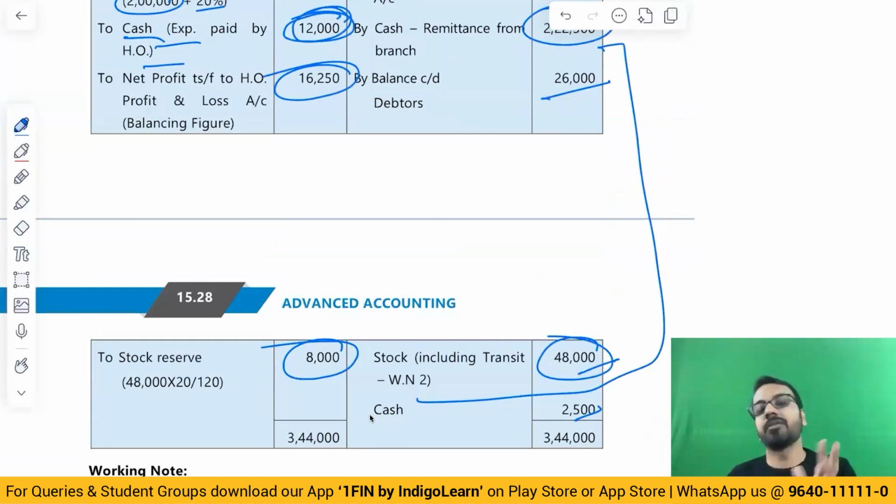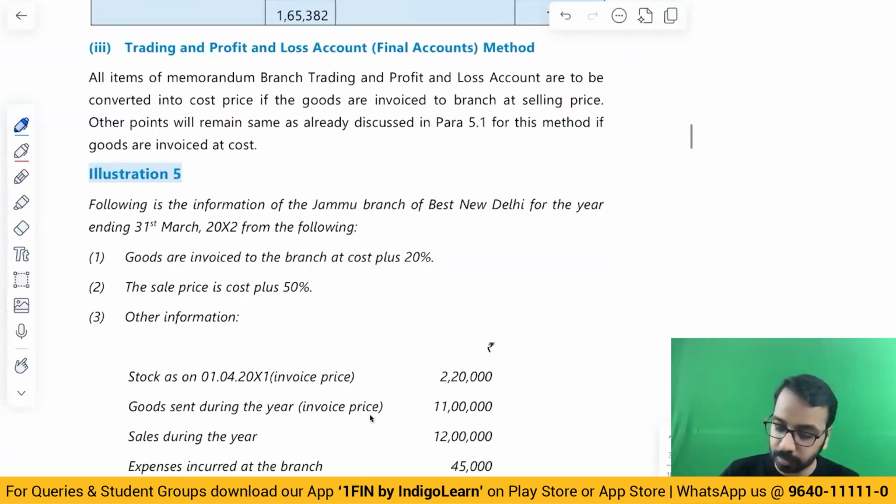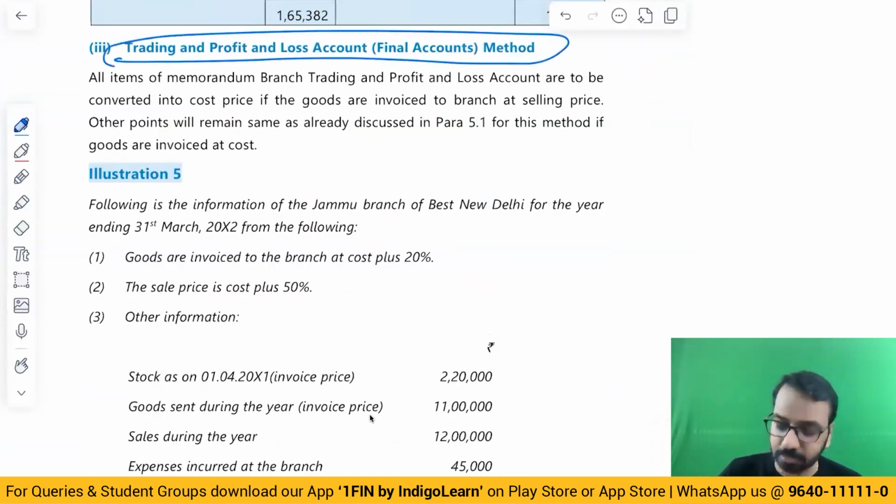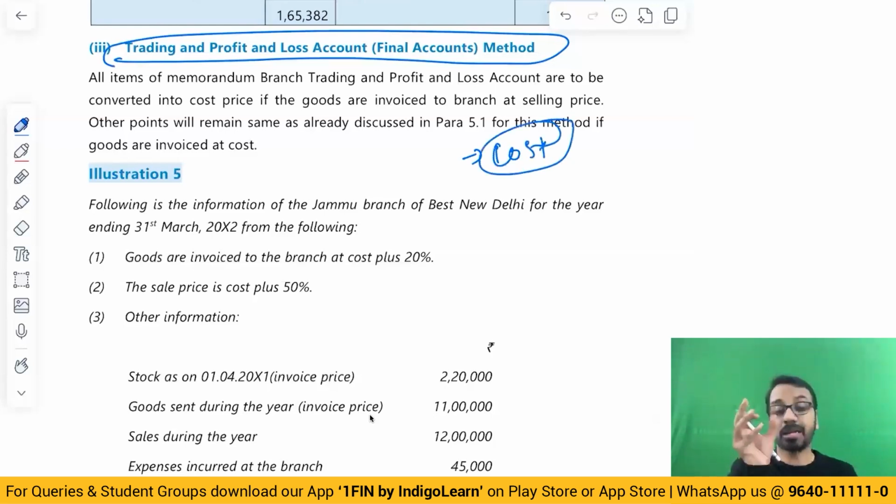They may ask if they ask for 5 marks, but largely we have seen stock and debtors method being tested. Okay, trading and P&L method, just an extension. Now when you're preparing trading and P&L method, what you have to do is whatever is the cost, you'll record at the cost in the P&L, or you can record at the invoice price and adjust for the reserves.